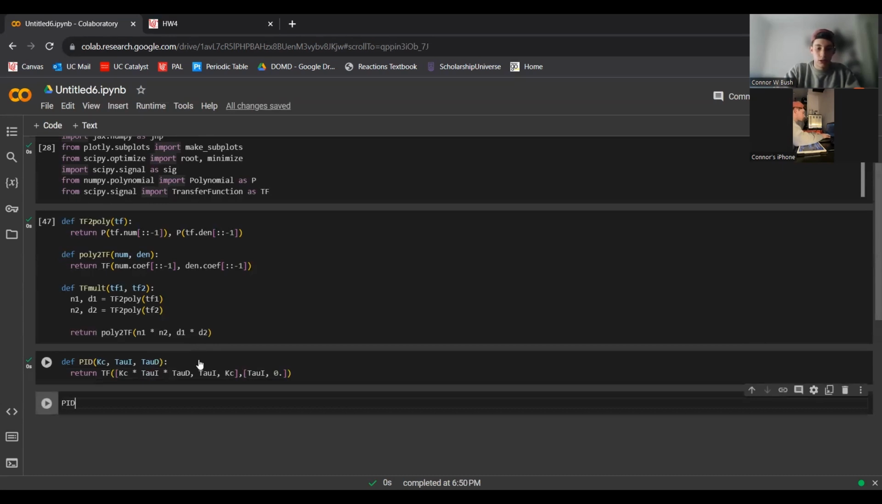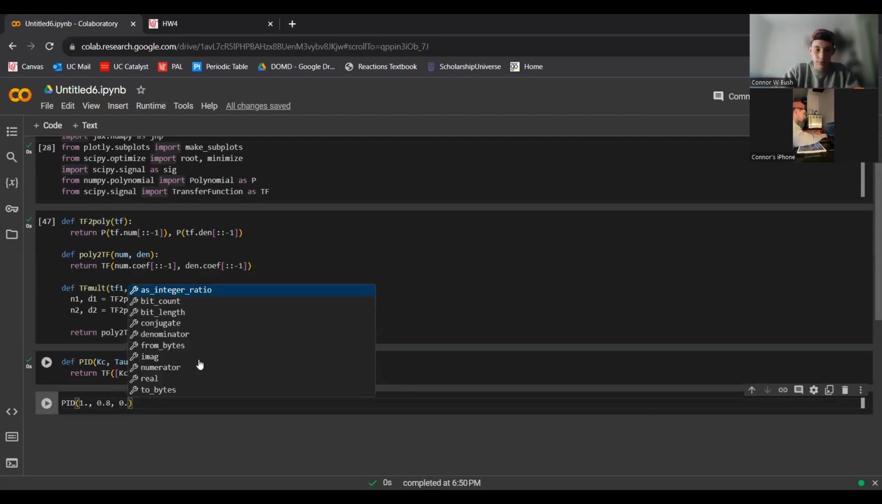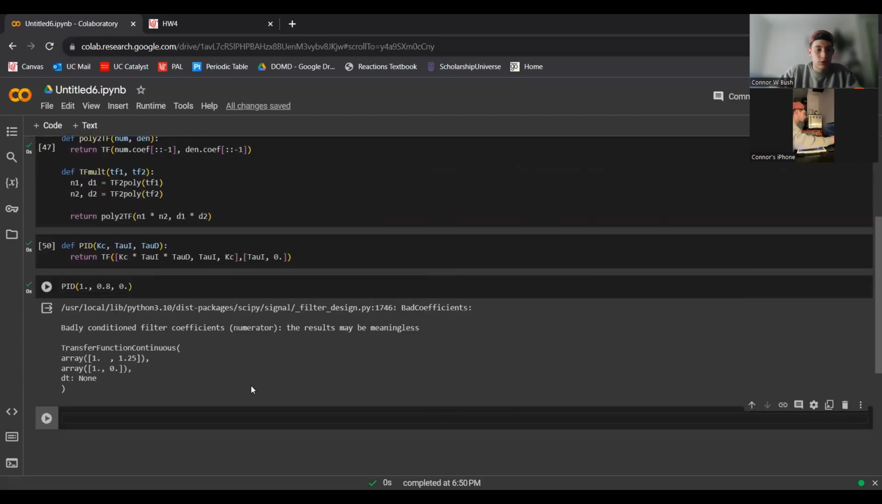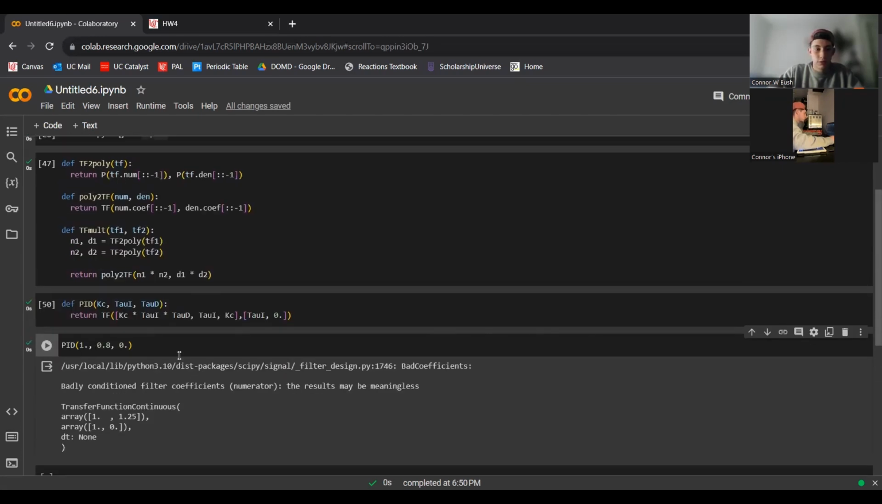So let's take a look. Let's say our KC value is 1, our tau I value is 0.8, and then we'll have a tau D of 0. So this gives our transfer function. So this is (s plus 1.25) divided by s. So that is the transfer function for our PID controller.